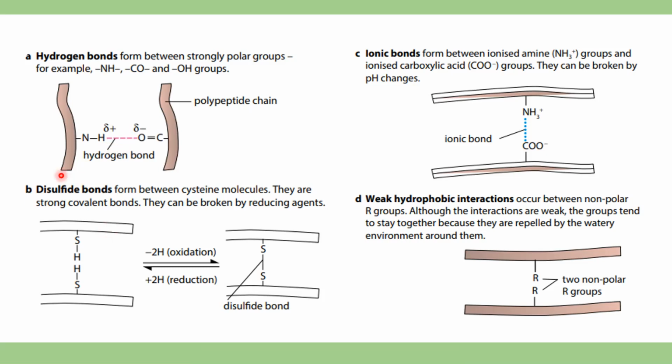Okay, here they have shown you the disulfide. So make sure it has to be this. Okay, this is between two cysteine molecules. These are strong covalent bonds. Then an ionic bond is formed between ionized amine groups and ionized carboxylic groups. Okay, ionized, so look at the charges there, right? They're telling also that these ionic bonds can be broken by pH changes. Disulfide bonds can be broken by reducing agents.